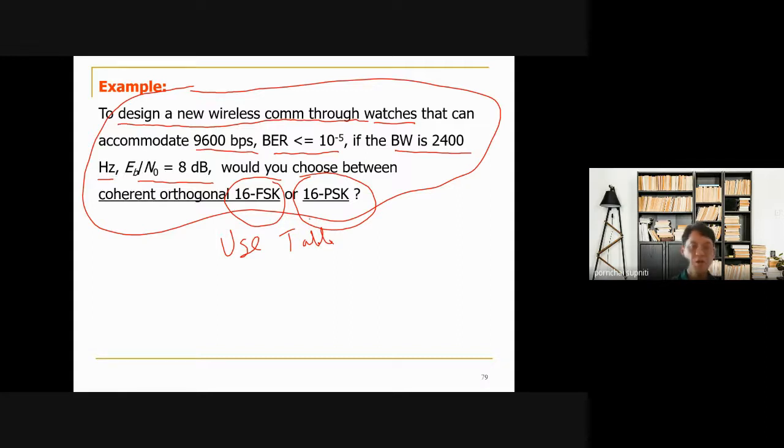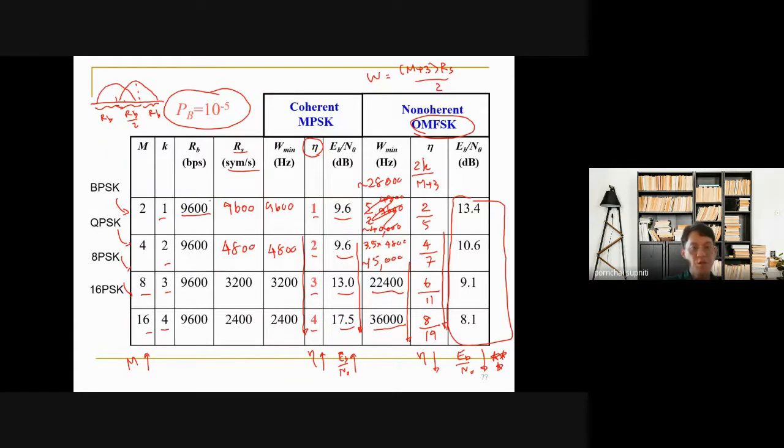Actually, wait, I can do it quickly. I don't need to compute so much. Data rate is 9600, this is R_B. But W is 2400. So eta is equal to 3, right? So if you take a look at the table before, what would you choose if you have eta equal to 3? You have to choose something like this.